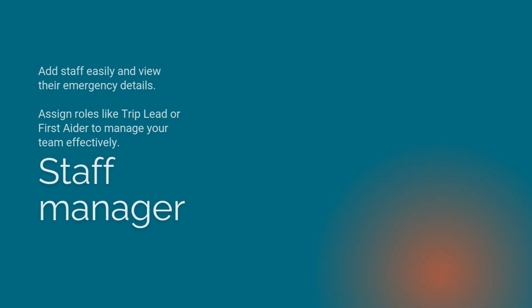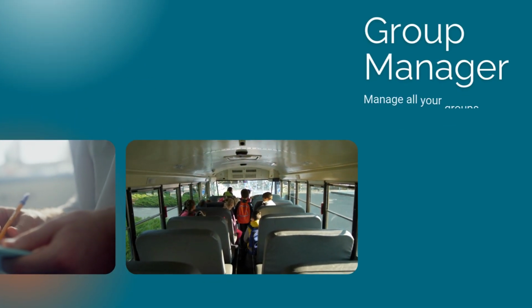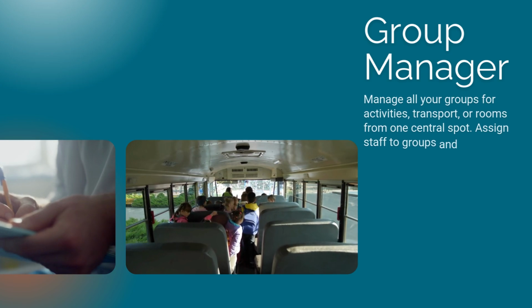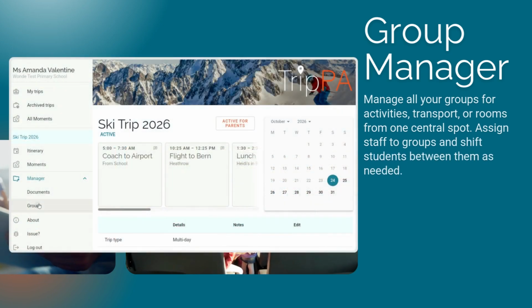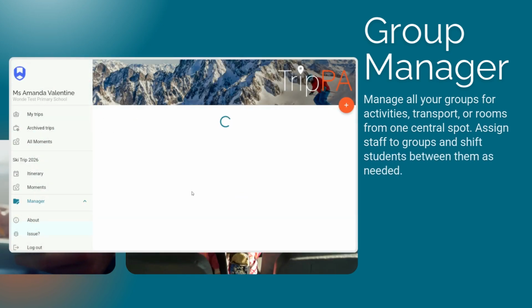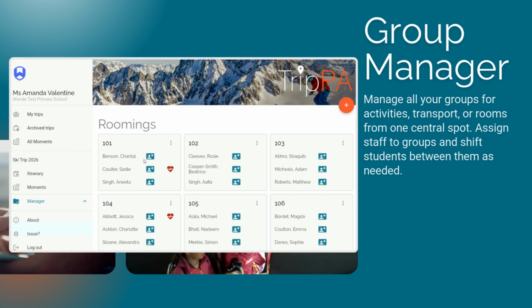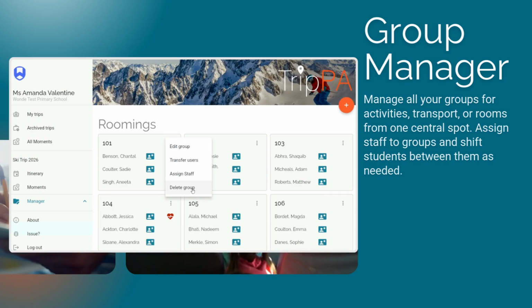The Group Manager helps you organise students and staff groups for activities, transport and more. You can create your own custom group categories, but in this example we're demonstrating how it might work for roomings. Within each group you can view student info cards and use the menu options to make quick edits.